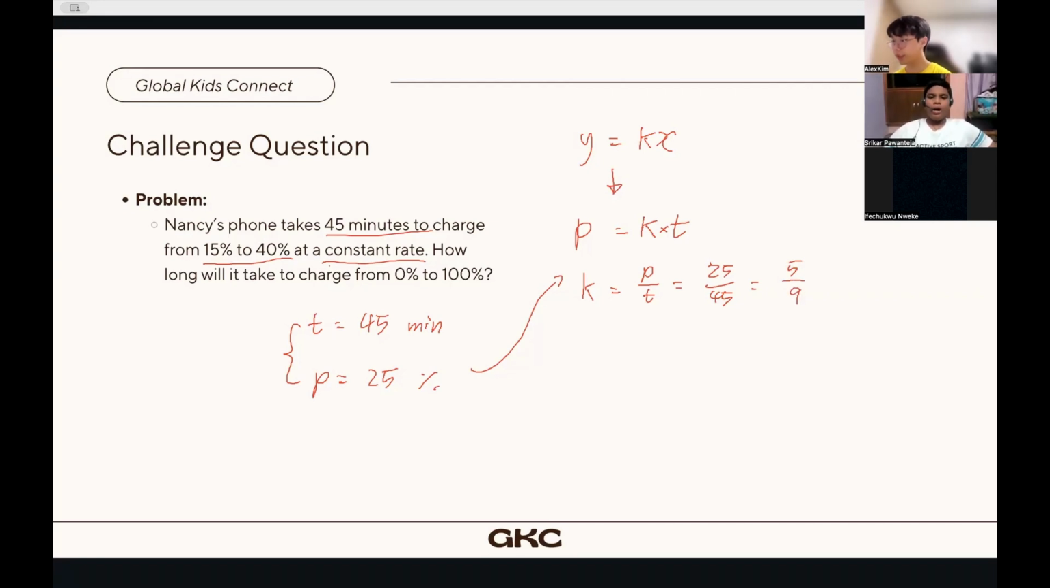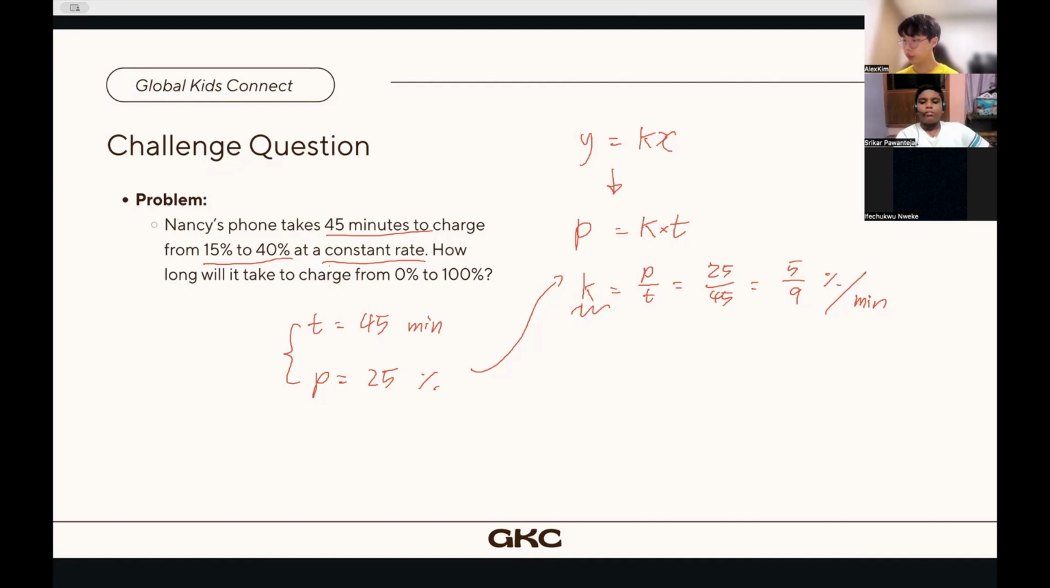And so the unit for this constant value of k is very important because it can change depending on whether you swap p and t around. And so because p was percentage, we write percentage per minute. So the constant value k represents the percentage charge for every 1 minute that the phone is charged.